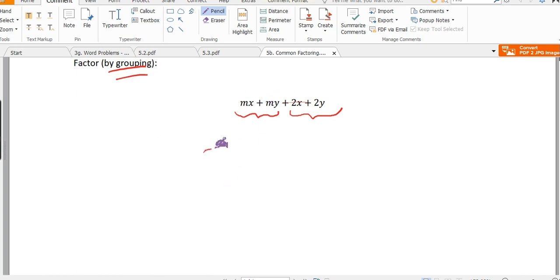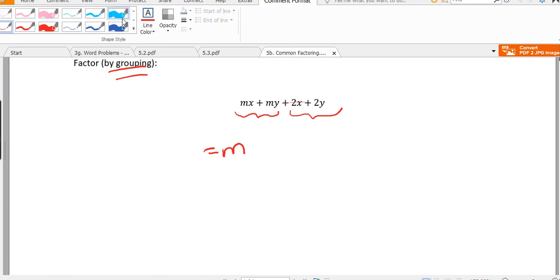Well, looking at these 2 terms, what can I factor out of both of those? An m. Now, if I factor out an m, what am I left with? Well, mx, I took out the m, so it's just an x left, right? Plus my, if I factor out an m, what am I left with? Just an x. Okay? So that part is done. So I can almost ignore this whole side right now. Let's just focus on this other side. Let's go back to the red.